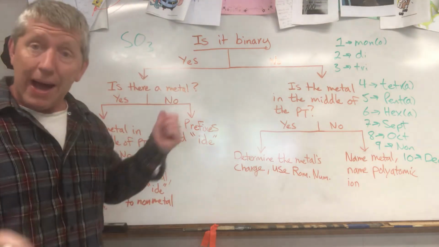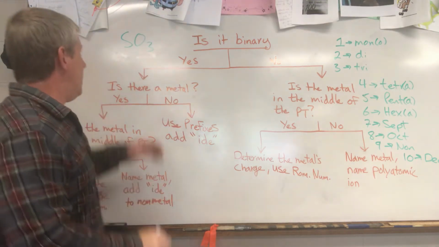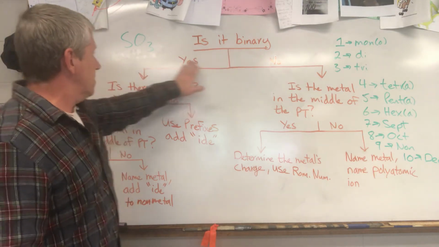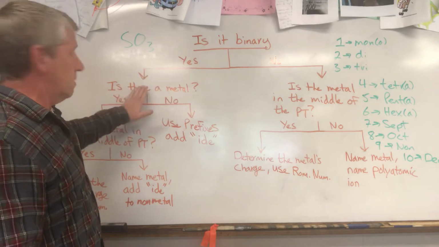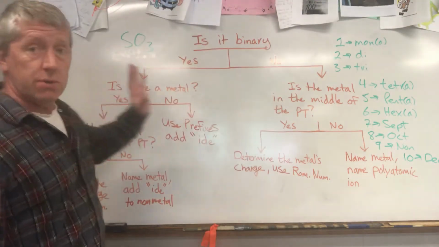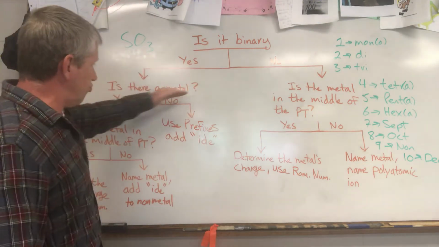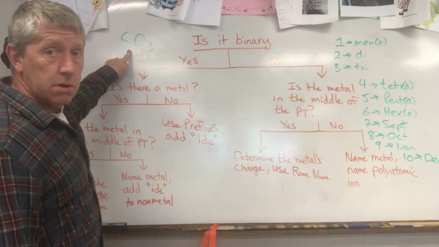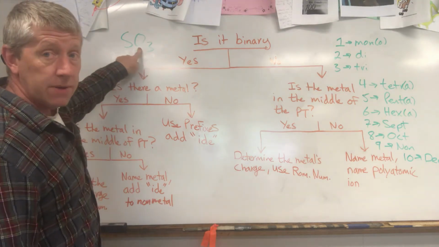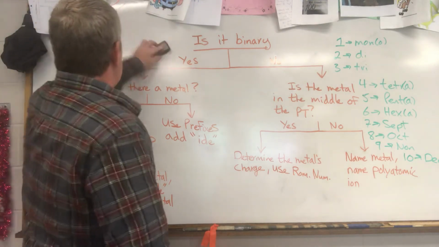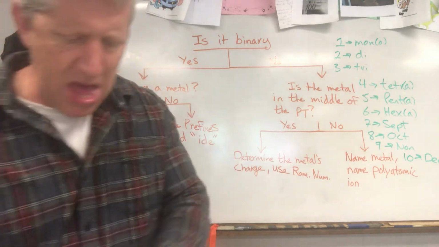negative 2. So this is a compound. This is a compound that has sulfur and oxygen. Is it binary? Yes. Is there a metal? No. Sulfur and oxygen are to the right of the step-like line. Use prefixes, add IDE. Sulfur trioxide. All right, keep going.